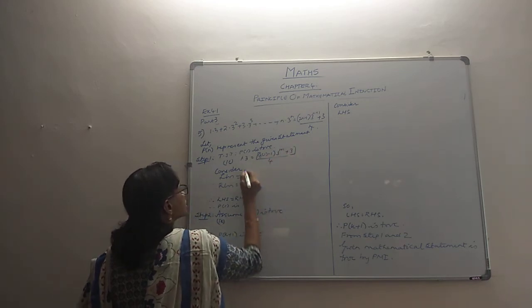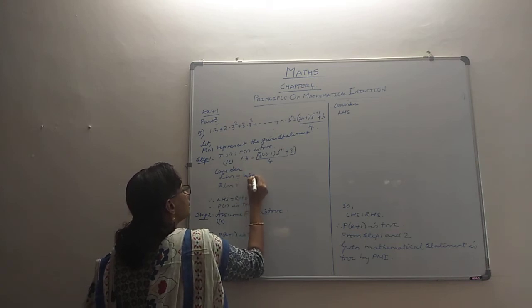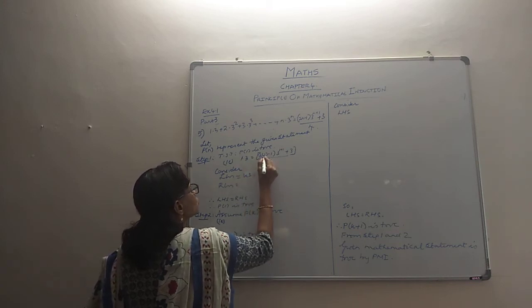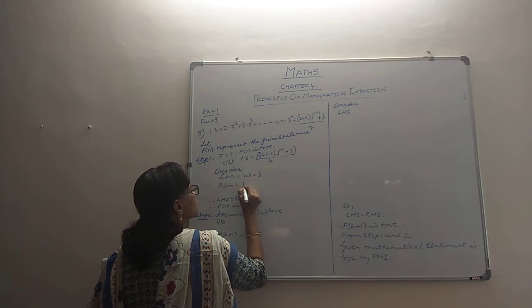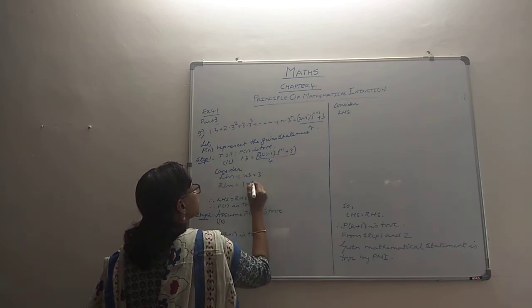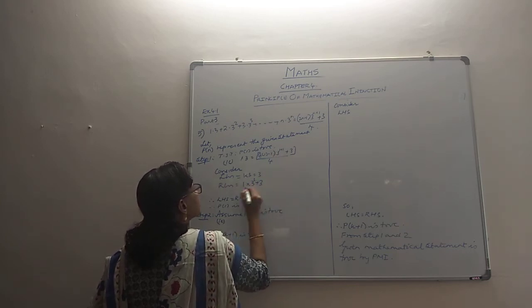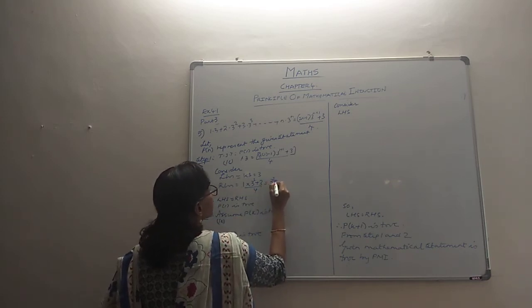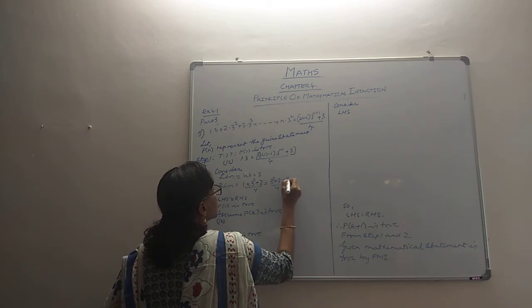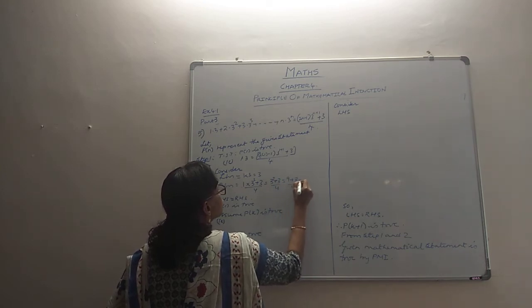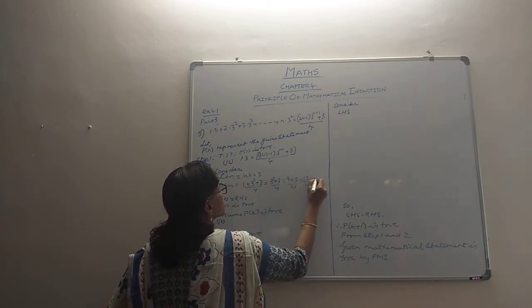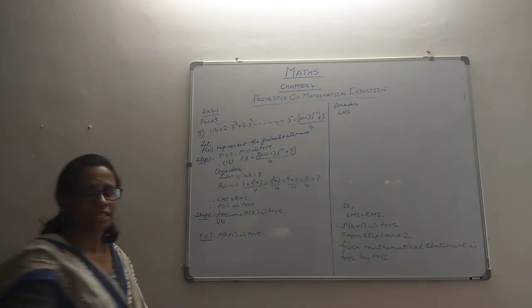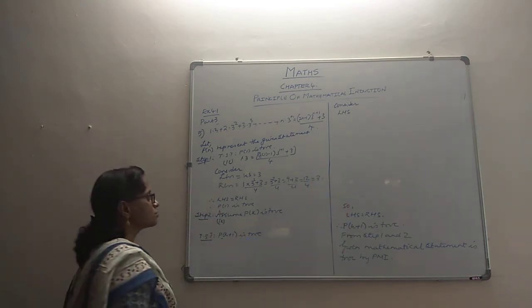Now let's see what it is. LHS is 1 into 3, that's 3. And RHS is 2 into 1, that is 2 minus 1, it's 1. 3 raised to 1 plus 1 means 3 squared plus 3 by 4. So 9 plus 3 by 4, 12 by 4. So that is 3. So we are getting 3. LHS is equal to RHS, P of 1 is true.